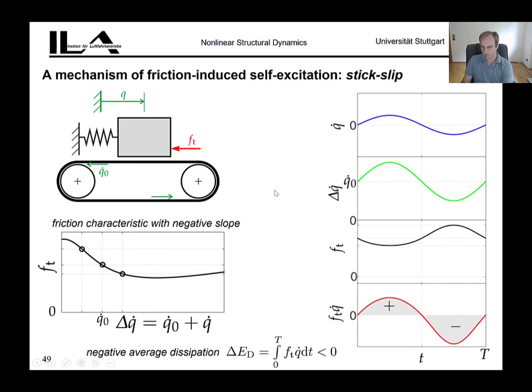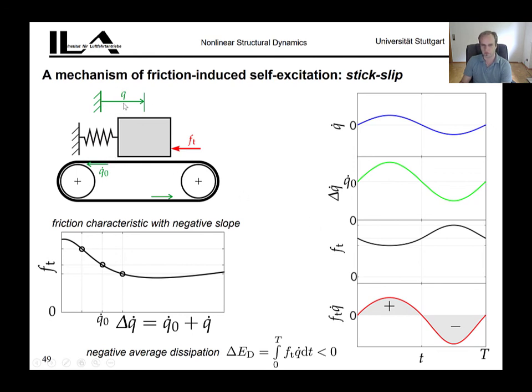Now let's plot here the different parts of the kinetic and kinematic parts of this oscillation process. So let's assume a certain harmonic oscillation for q dot. So let's assume it does oscillate, so that the velocity also takes this harmonic form. Then we have, of course, a certain q dot 0. q dot 0 is the imposed velocity.